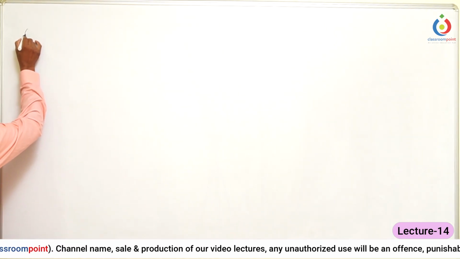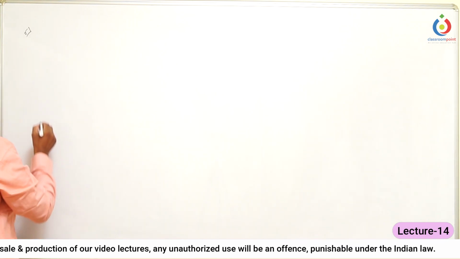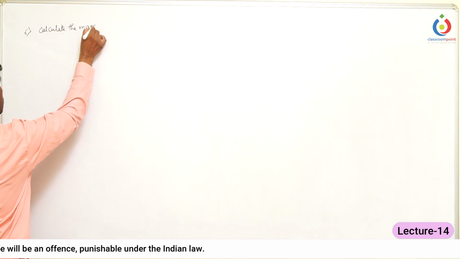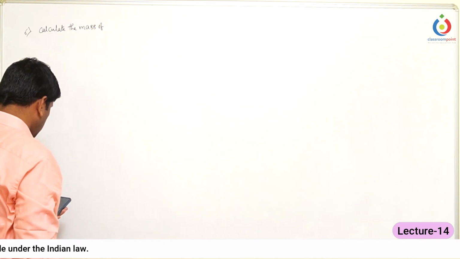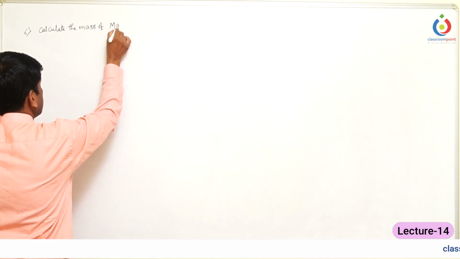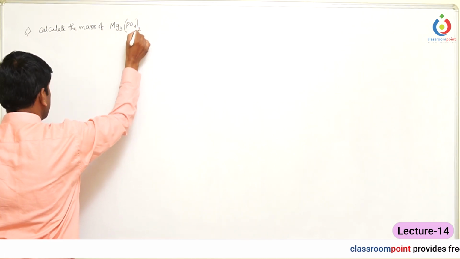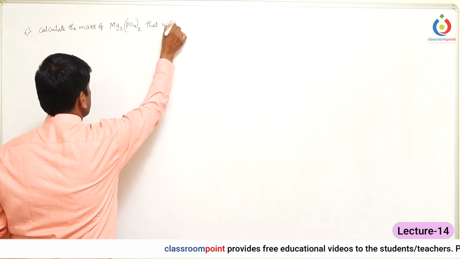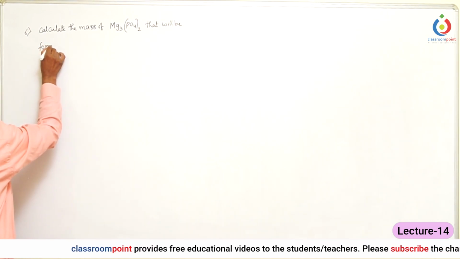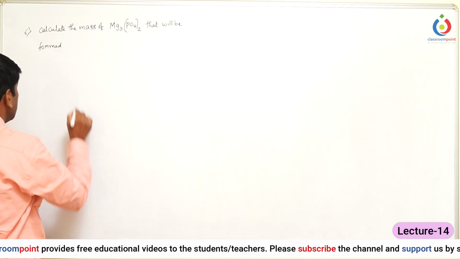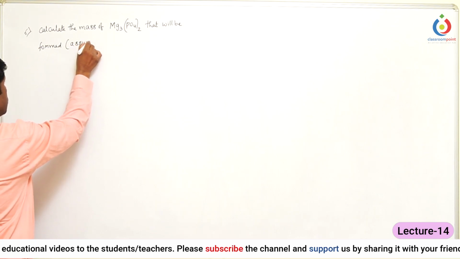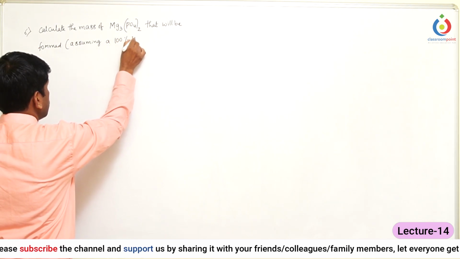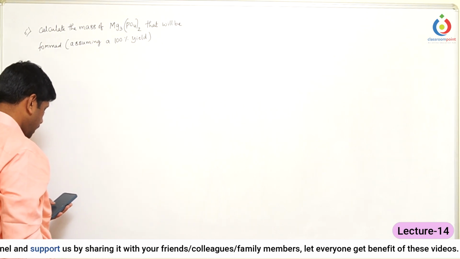So question number 6 now. Calculate the mass of magnesium phosphate, Mg3(PO4)2, that will be formed. So the question says, assuming 100% yield, which means complete reaction is taking place.